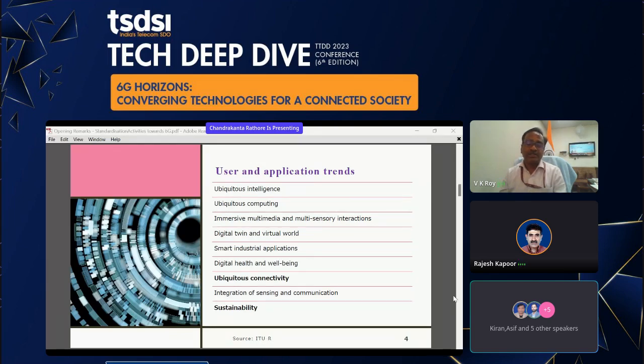industrial application, digital health and well-being, metaverse, immersive multimedia, integration of sensing and communication. Certainly this sensing and communication, we are happy that we are going to have a lab in India also on integration of sensing and communication very soon. Sustainability, energy efficiency, this was also a contribution from Indian side. Coverage, sustainability and interoperability as a capability was contribution from Indian side.